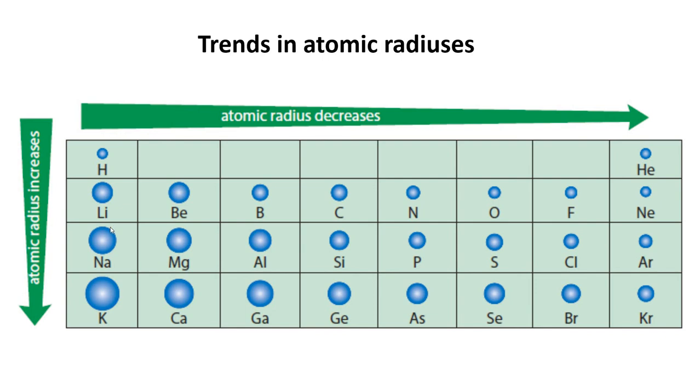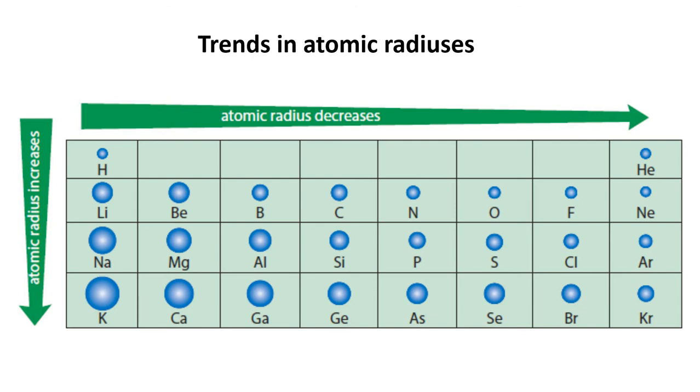So sodium, being in period 3, will have 3 shells. Potassium, being in period 4, will have 4 shells. So it gets bigger as we go down, simply because we're adding shells. If you're not so sure about that, try drawing the electronic structures for those 4 and see if you can prove that for yourself.